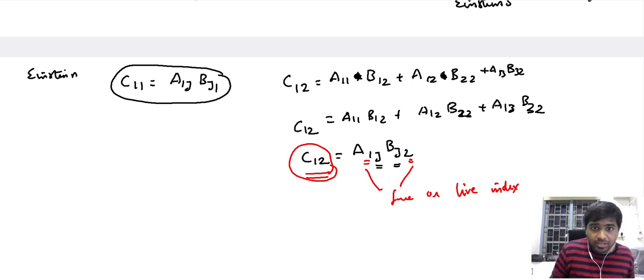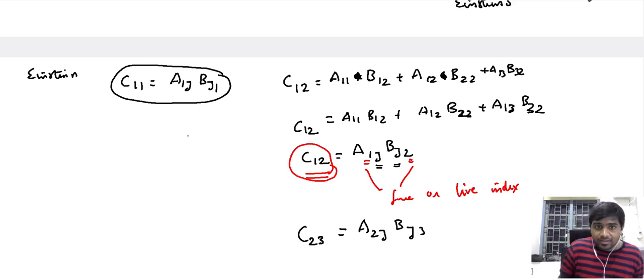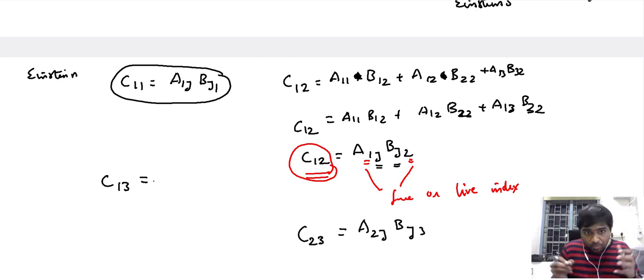In the same way, if the live indices assume the values 2 and 3, say for instance through i and j3, then the corresponding element we will be talking about will be 2,3. Again, if you could see the trend, if I want to talk about an element 1,3 in the product matrix, the corresponding expression that the Einstein's convention yields will be a1j and bj3.